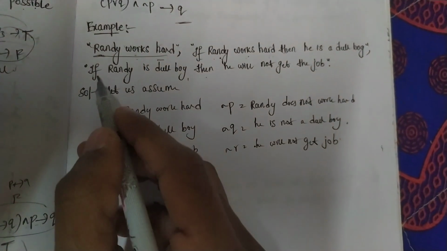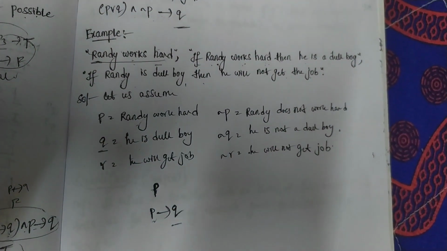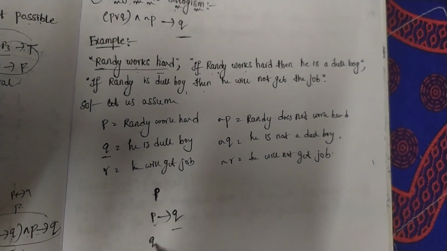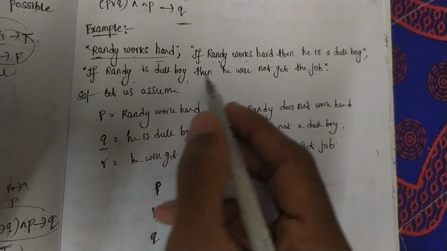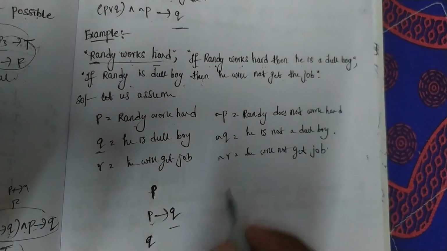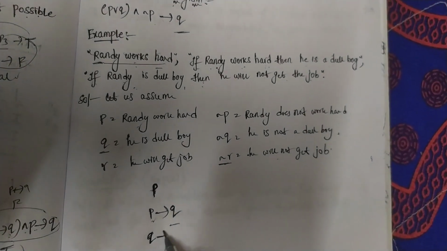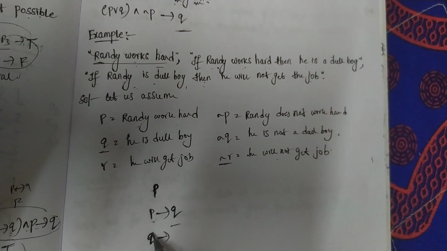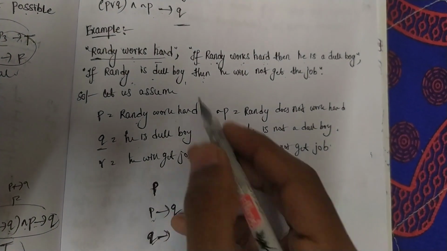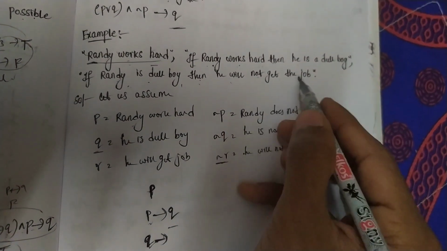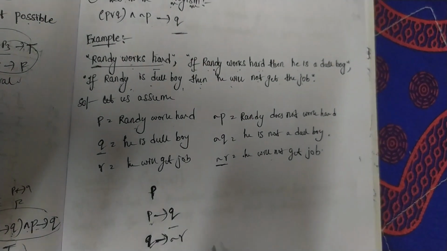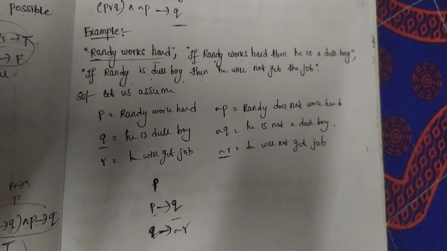Here the third premise: if Randy is a dull boy, that is Q, then he will not get the job. He will not get the job means negation R. So if Randy is a dull boy, Q, implies he does not get the job, that is negation R.